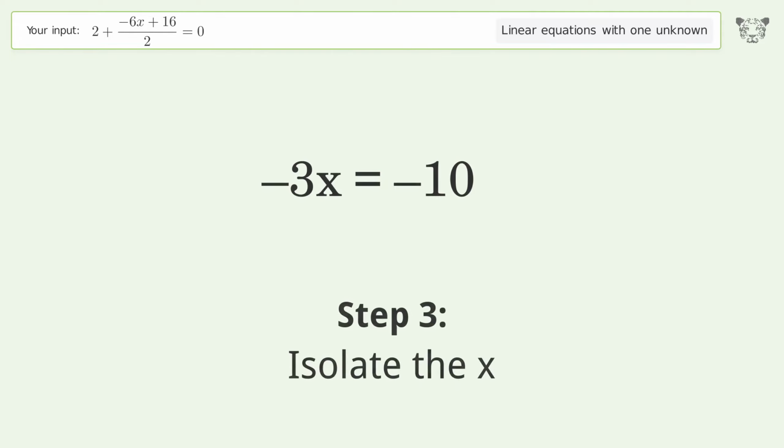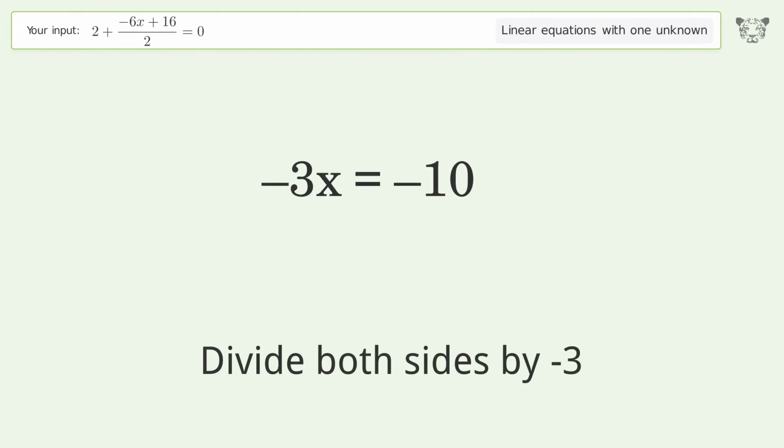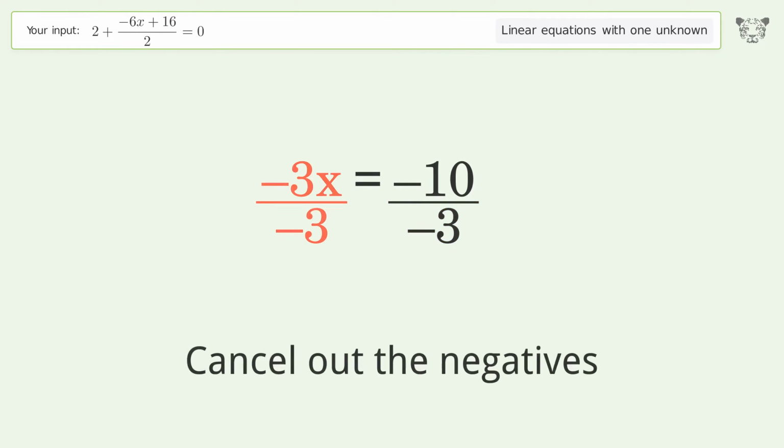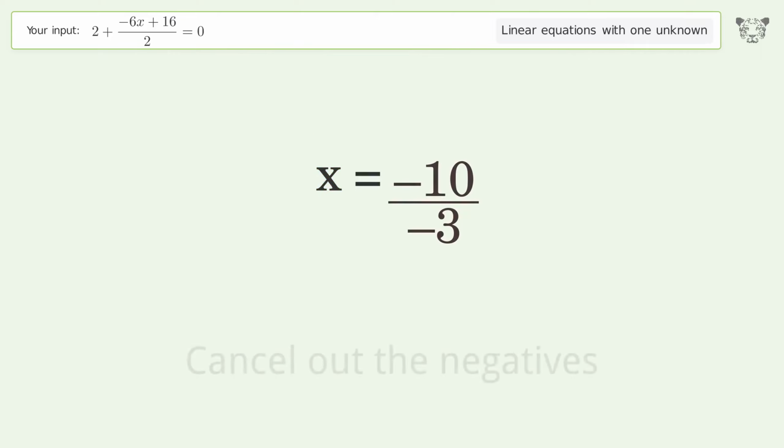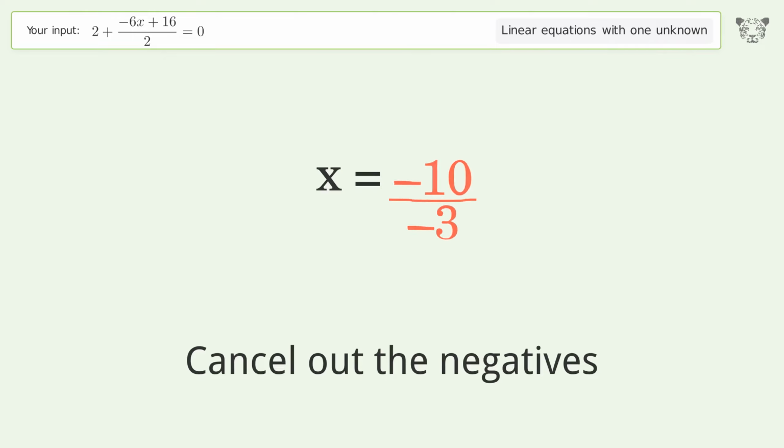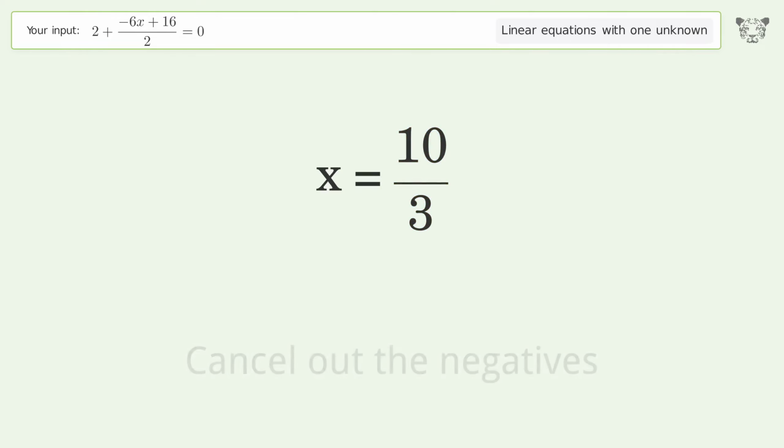Isolate the x. Divide both sides by -3. Cancel out the negatives. Simplify the fraction. Cancel out the negatives. And so the final result is x equals 10 over 3.